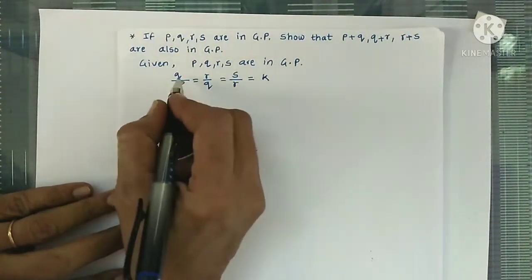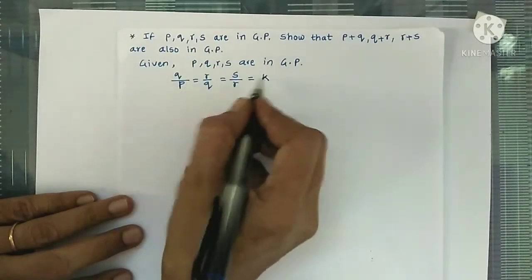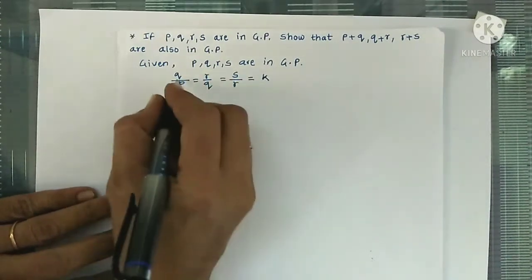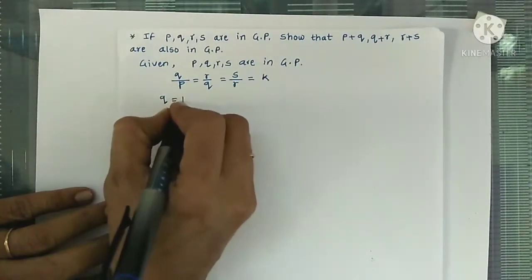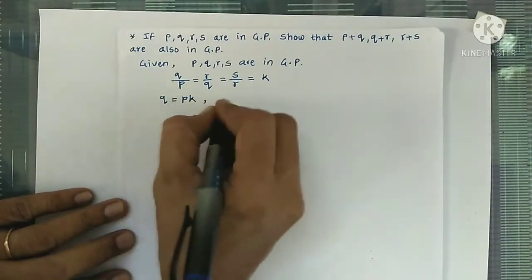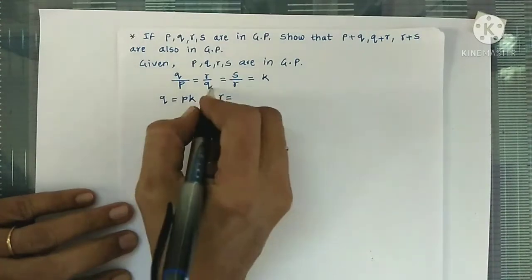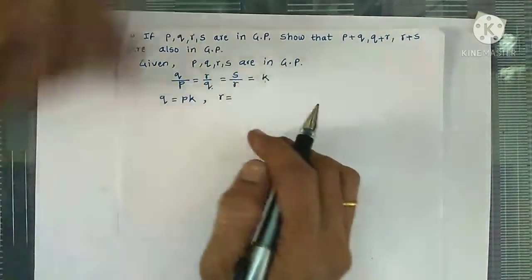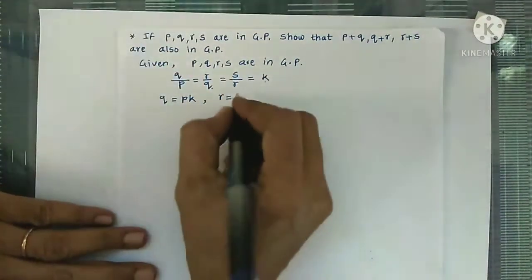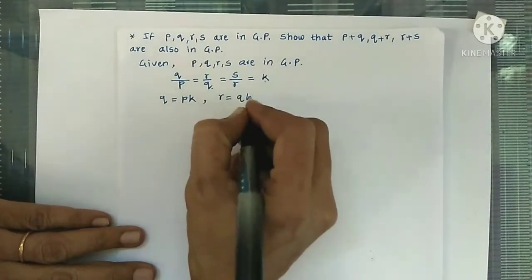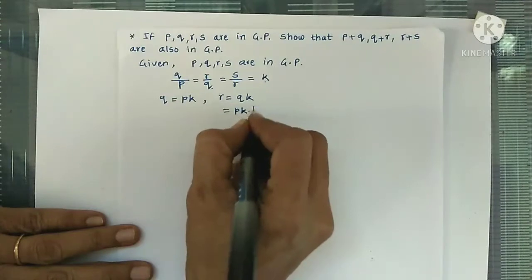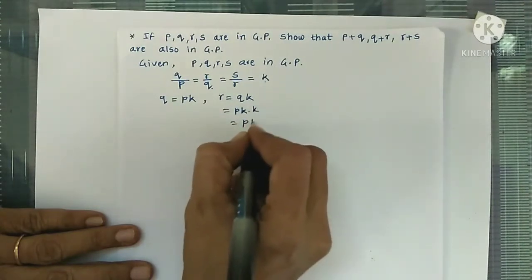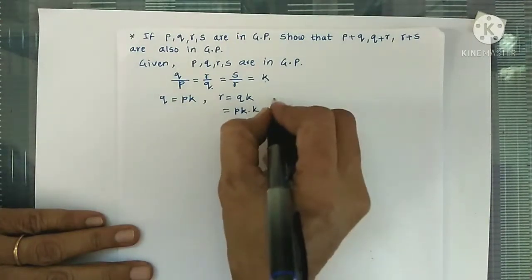So what happens when we consider Q upon P equal to K? So every ratio equals K. So Q upon P equal to K, that means Q is equal to P into K. Then R equals Q into K, but already Q is P into K. So P into K into K. So R becomes P into K square.